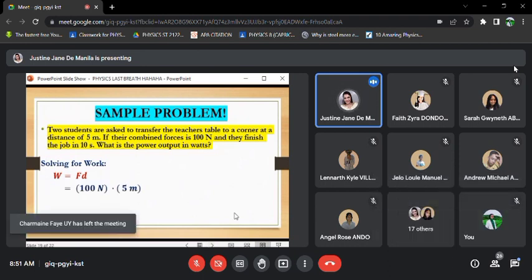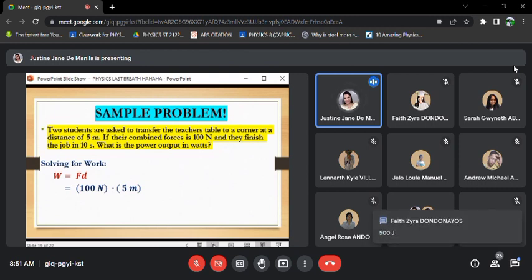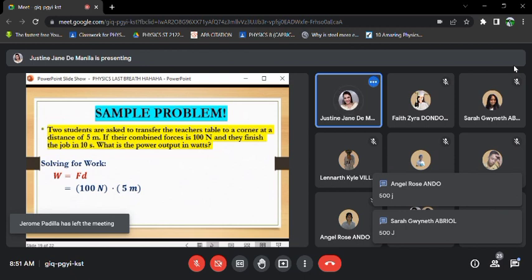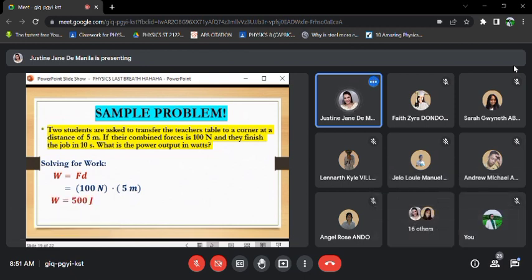So we have to substitute the given. So 100 newtons times 5 meters. What is the final answer, class? So we have 500 joules. Okay, thank you, Faith, Angel, and Sarah. So the final answer, we have 500 joules. So now, can we solve for power?